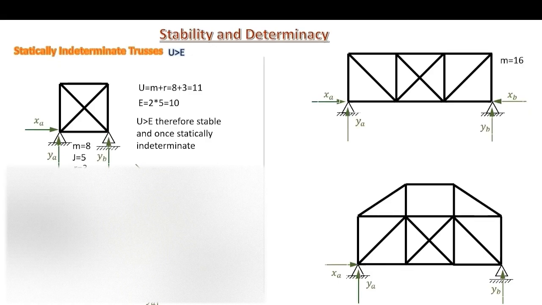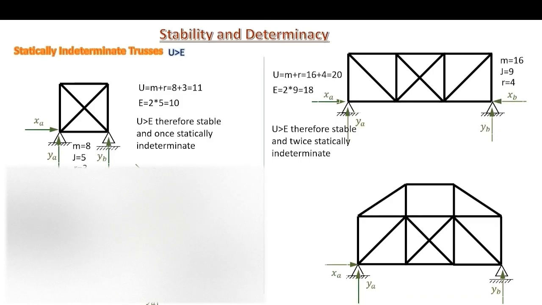In this truss here, members are 16, joints are 9, reactions are 4. The unknowns are 20 and the equations are 18. The unknowns are greater than the equations by 2, therefore the structure is stable and twice statically indeterminate. We can note that these two redundants are one internal force and one external reaction. So we can really distinguish that the redundants, or the extra unknowns, are internal forces or external forces.